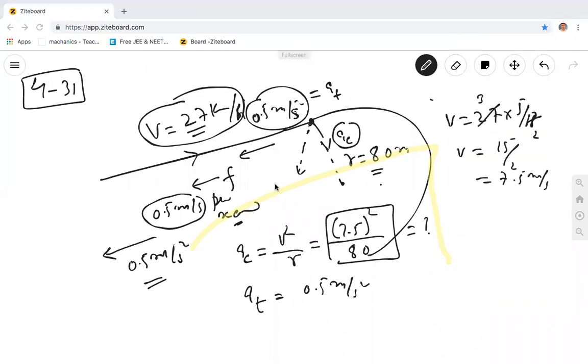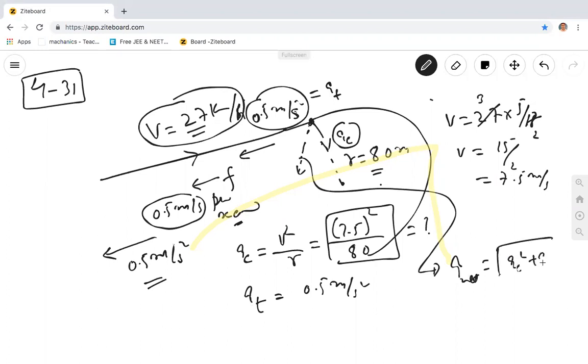these brakes, he creates a backward acceleration. This is so that when he slows down, he can negotiate the curve successfully, right? So now you have two accelerations. What is the net acceleration? A net is equal to root of AC square plus AT square. You can find out this. You can just substitute the values and get the answer.